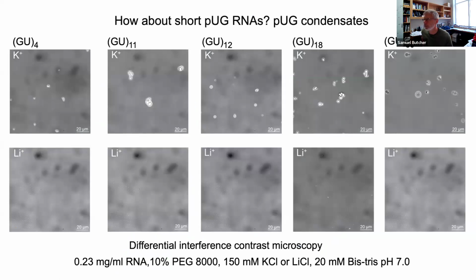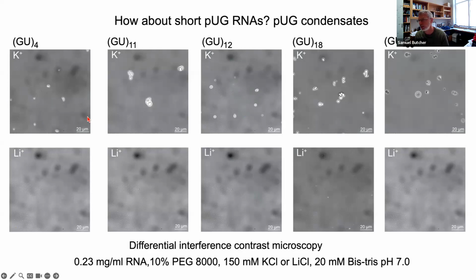We started wondering about the general behavior of pugs, and we saw something. We did a control where we took some that were too short to fold up into what we call the pug fold. This quadruplex needs 12 Gs, as I already showed you. So in potassium, it forms these condensates. These are micron-sized condensates. We put in lithium, they dissolve, because these quadruplexes are all stacking on top of each other and forming a very condensed phase.